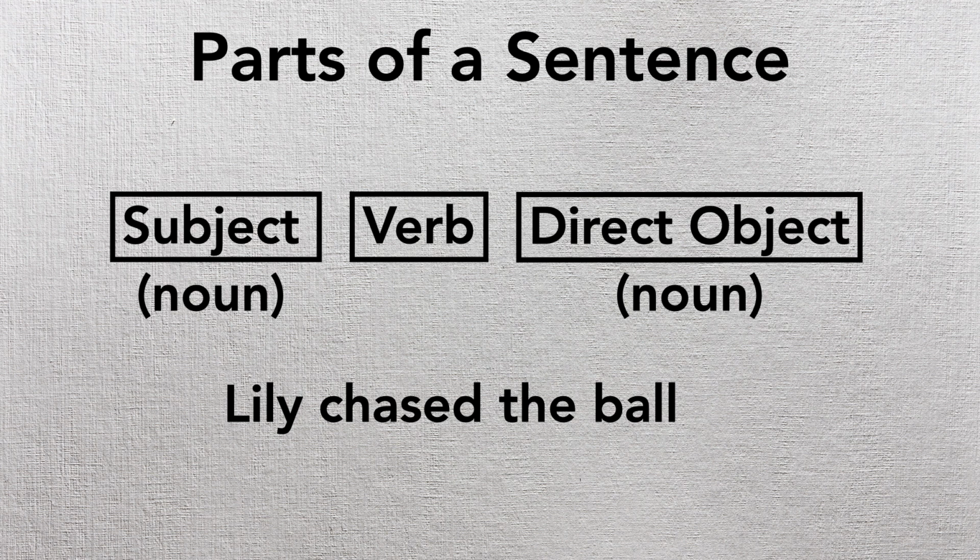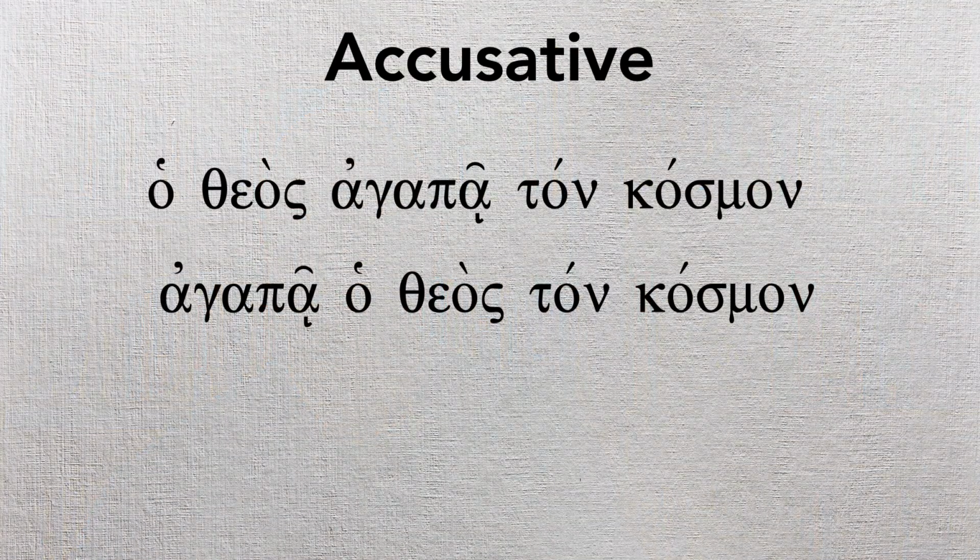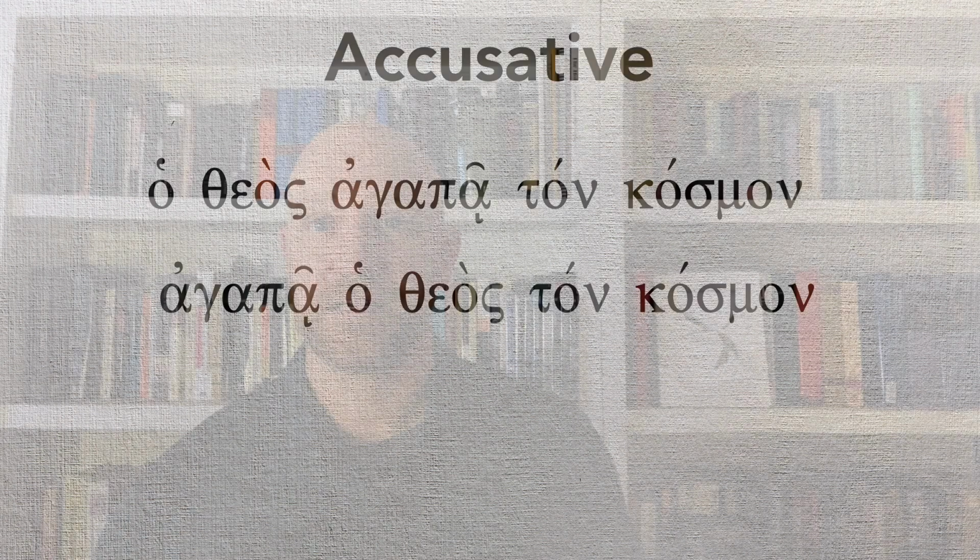And so for our example, Lily chased the ball. If this was in Greek, Lily would be in what case? Nominative, right? The ball would be in which case? Accusative, yes, because it's the direct object of the sentence. And so we see our sentence again here, ton kosmon there. In each sentence, that is the accusative case.